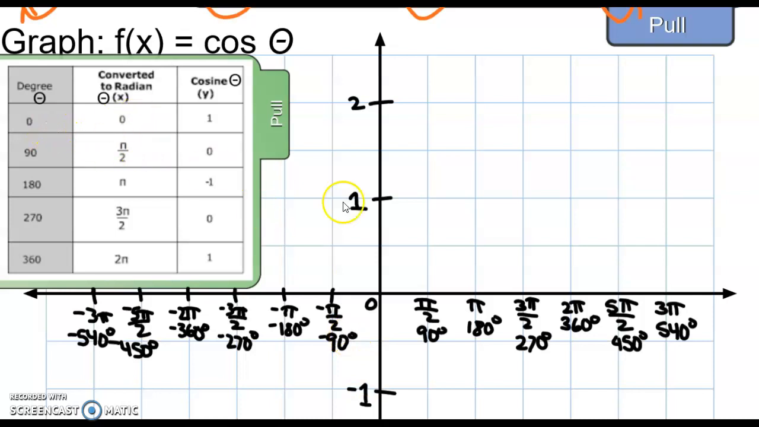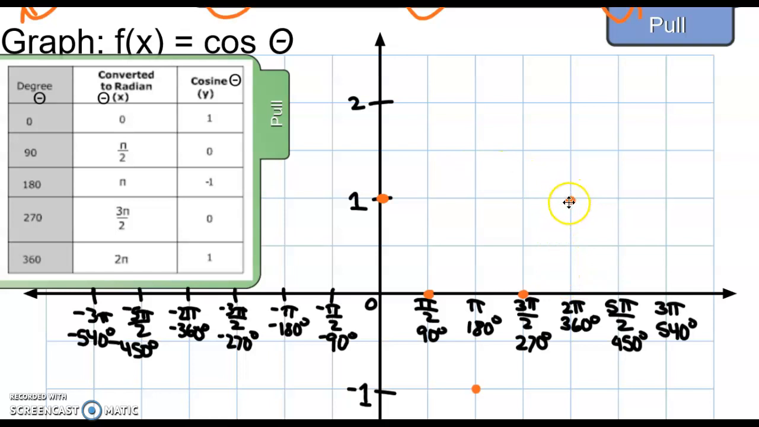So our first point is at 0 degrees or 0 radians and +1. At 90 degrees or pi over 2, we're at 0. At 180 degrees or pi radians, we're at -1. We pop back up to 0 for 3 pi over 2 or 270 degrees, and we finish that period at 2 pi or 360 degrees, back to where we started from. But again, this would repeat itself just like the sine graph over and over again.